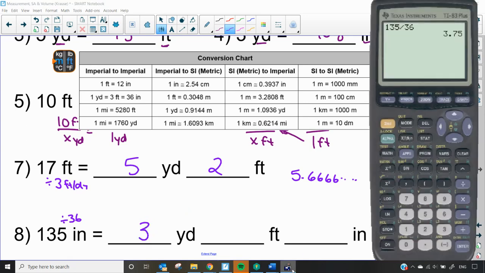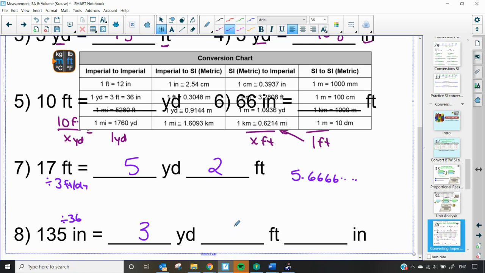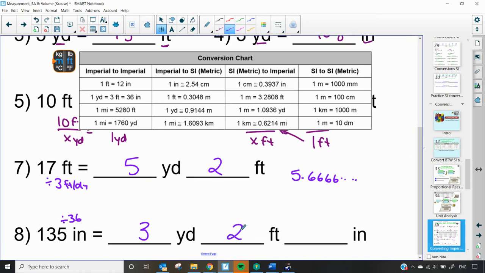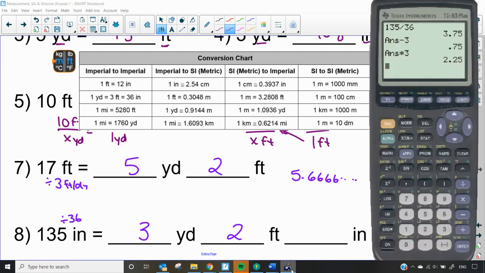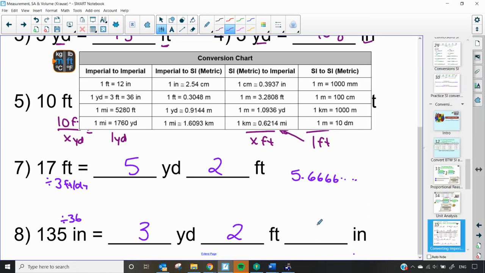Now we're going to take away the 3 that we've already used, and that leaves us with 0.75 of a yard. We want to convert that to feet. So 0.75 of a yard times 3 feet per yard gives us 2.25 feet. And once we've subtracted the 2, that leaves us with 0.25 of a foot. We want to figure out how many inches that is. So 0.25 times 12 inches per foot gives us 3 inches.